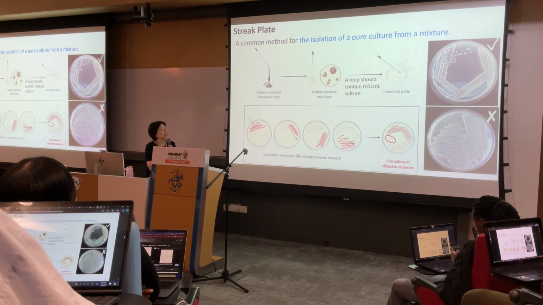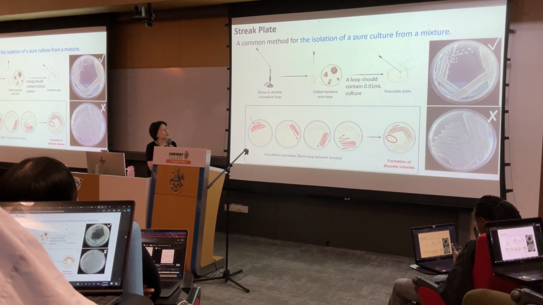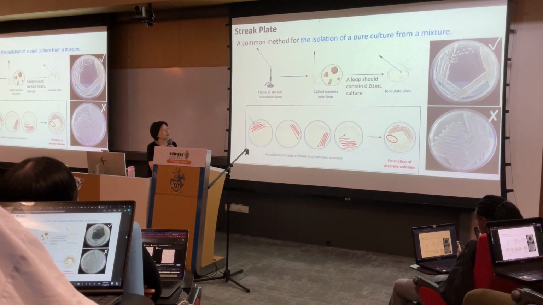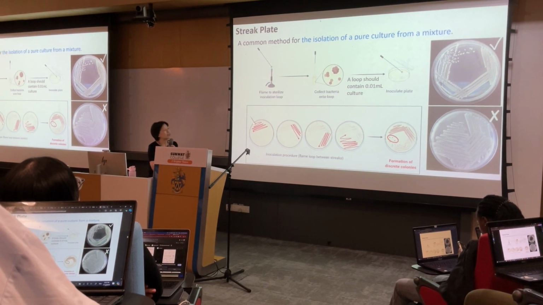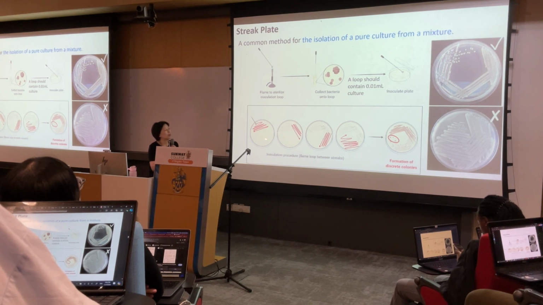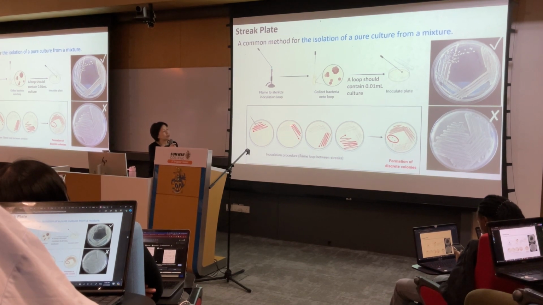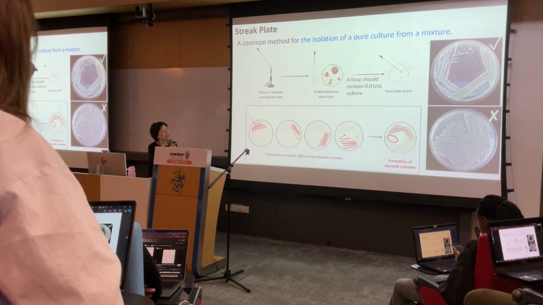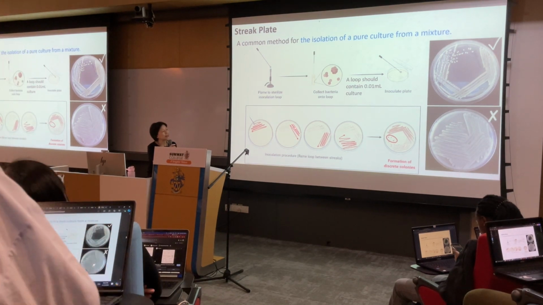Now, if you think you're taking too much of the colony, in between, after this primary strike, you can actually flame your loop so that nothing is left on the loop. And then when you do your secondary, you just touch the primary inoculation, and then you draw the line. So you're actually spreading the bacteria from your primary inoculation to the secondary.